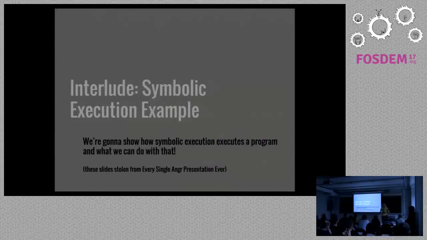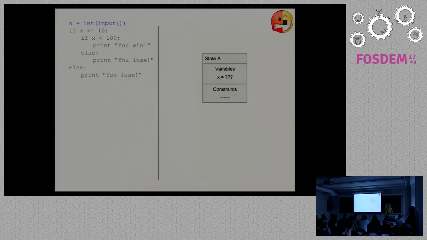So as a brief interlude here, let's talk about what the actual process of symbolic execution looks like. We're going to show you how symbolic execution executes a program and what we can do with that. And these slides are stolen from every single other presentation about angr ever. So pretend for a moment that we have this code slice. We don't even have to pretend, there it is. So we're going to start execution up here, the blue line, and we're going to start with a sort of blank state that says that, well, we don't know what x is yet, and there's no constraints on this state yet, but we do know our instruction pointer is there.